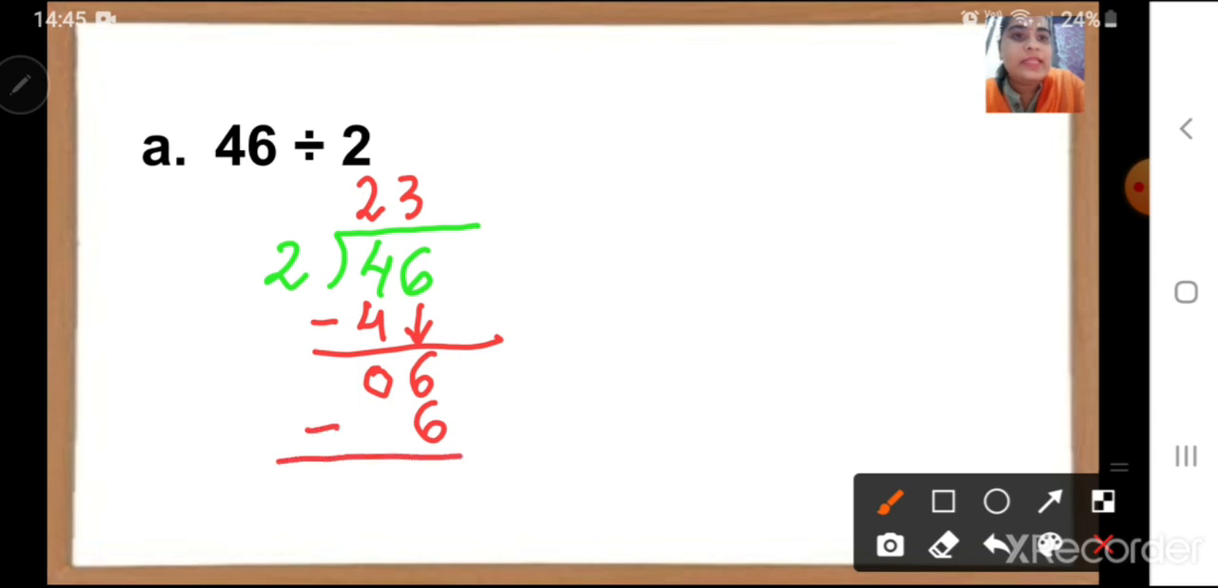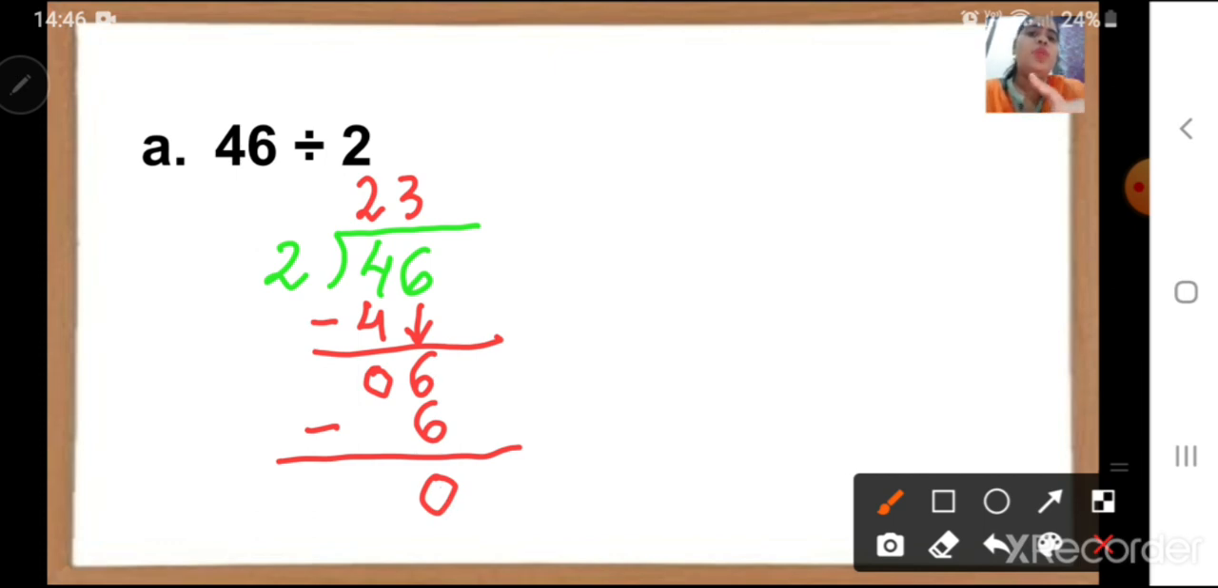Put minus sign, subtract it. 6 minus 6, here it will be 0. So our remainder is 0. Is there any other number that we have to divide? No, there is no other number. So we will stop here. So our quotient is 23 and our remainder is 0.